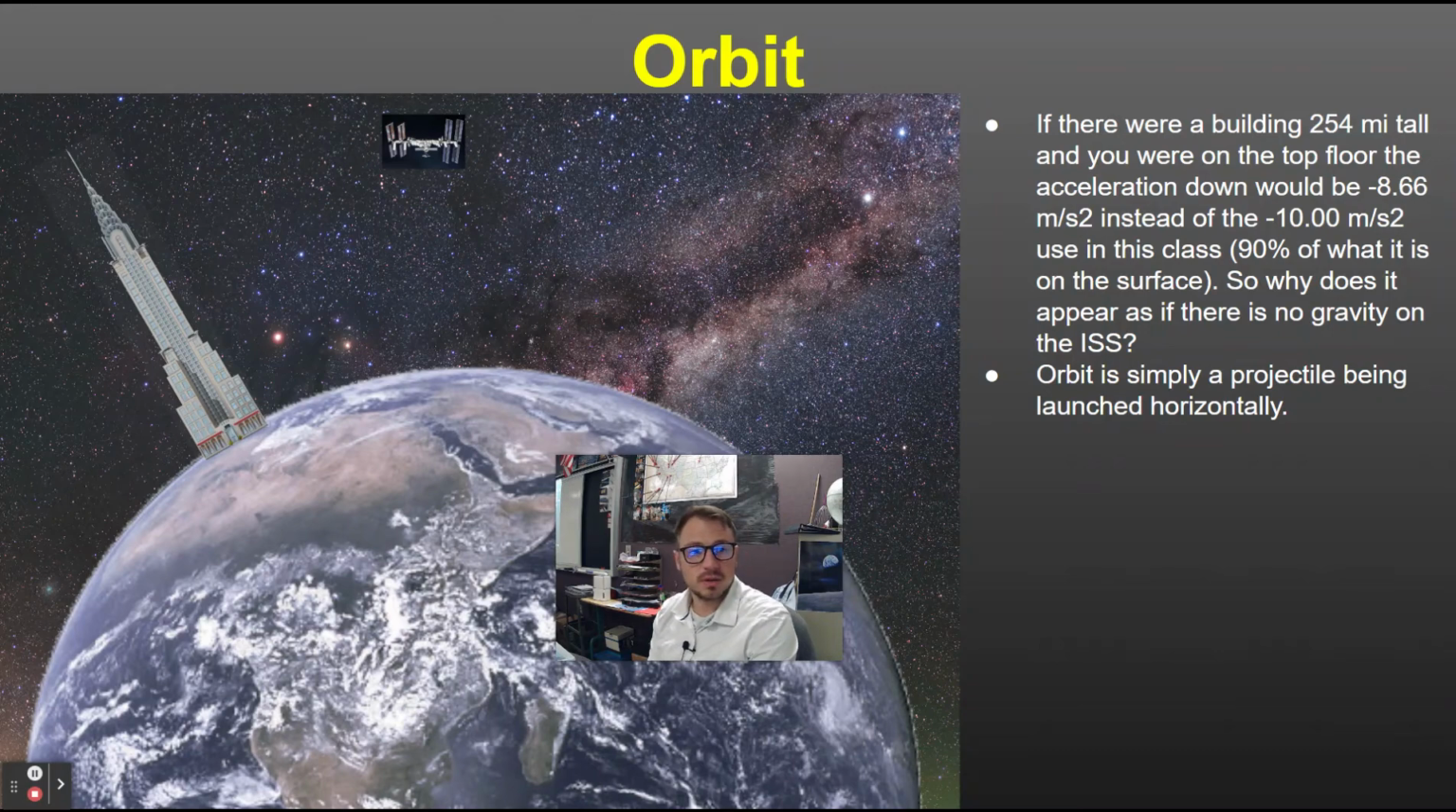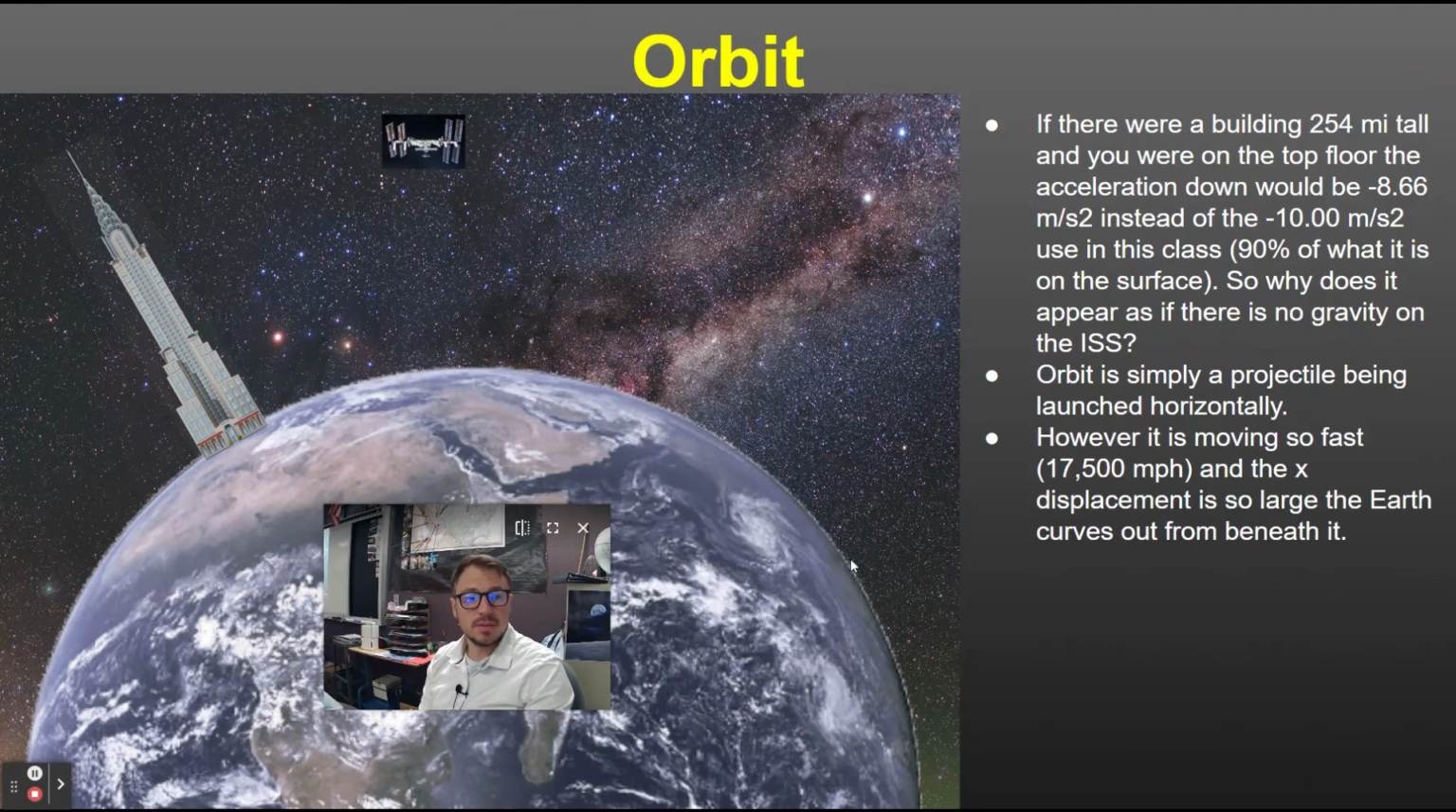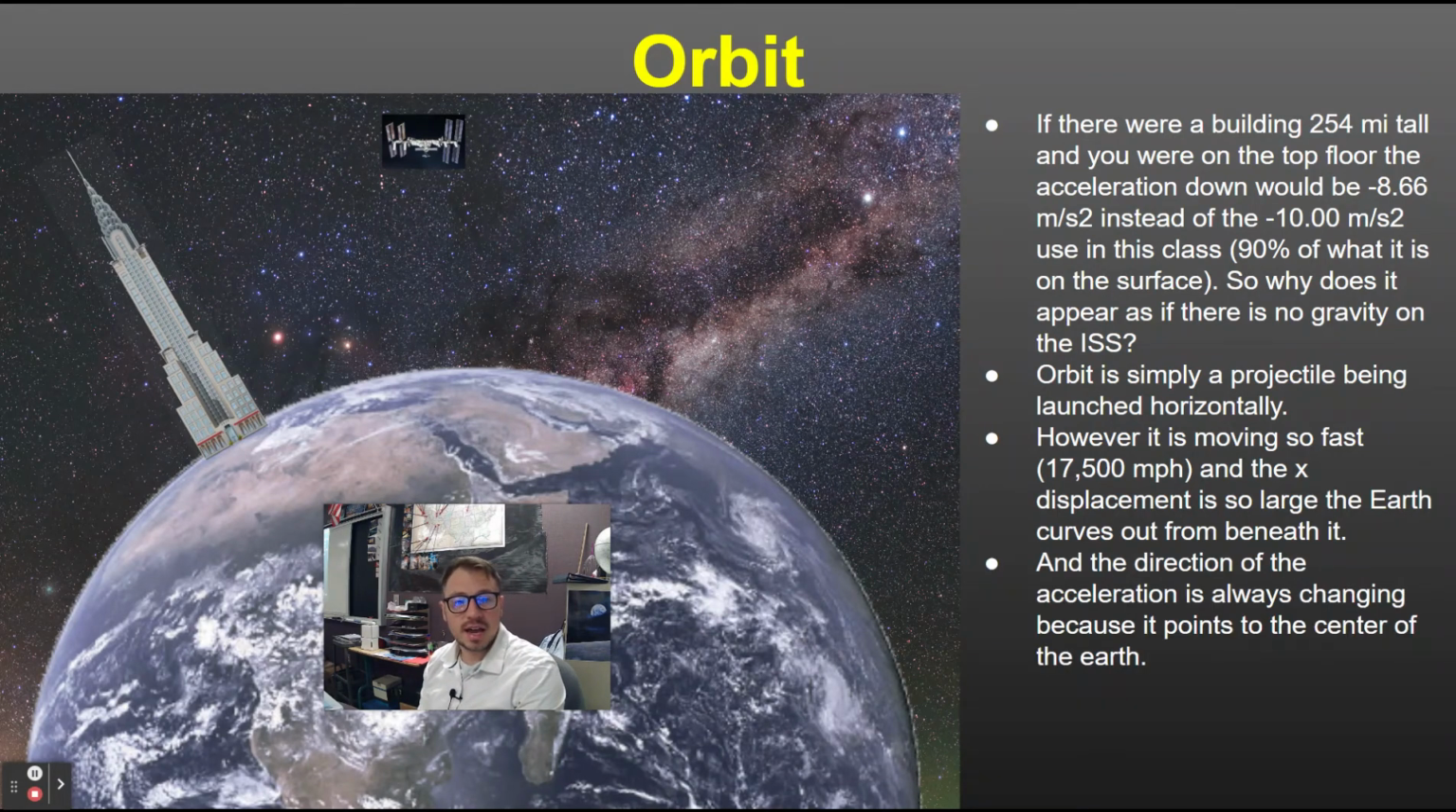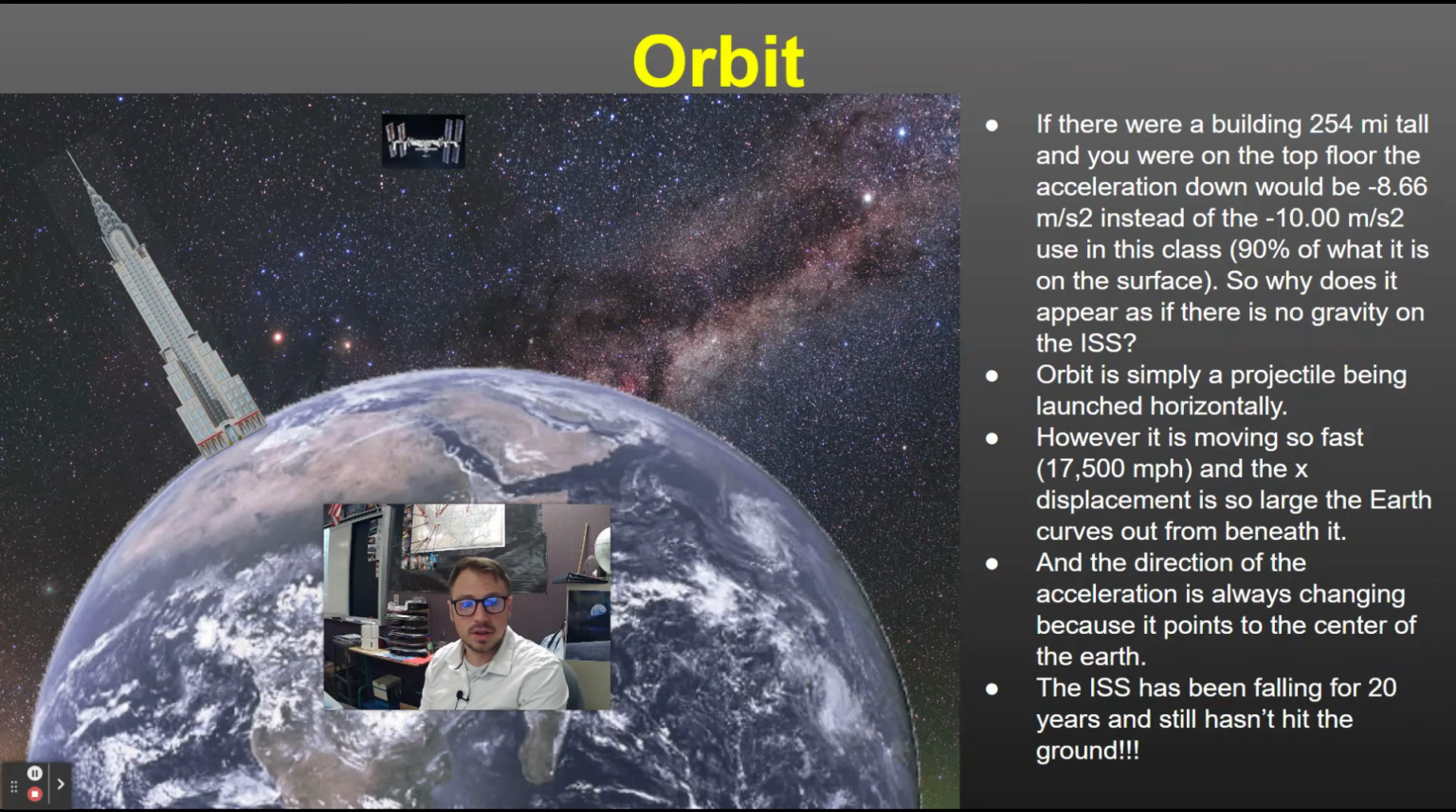You can see them floating around. Orbit is simply a projectile being launched horizontally, right? Now, however, it is moving so fast, at about 17,500 meters per second, and the x displacement is so large that the Earth curves out from beneath it. And the direction of the acceleration is always changing because it points to the center of the Earth. So basically, anything that's been in orbit, like that International Space Station, has been falling for over 20 years and still hasn't hit the ground.